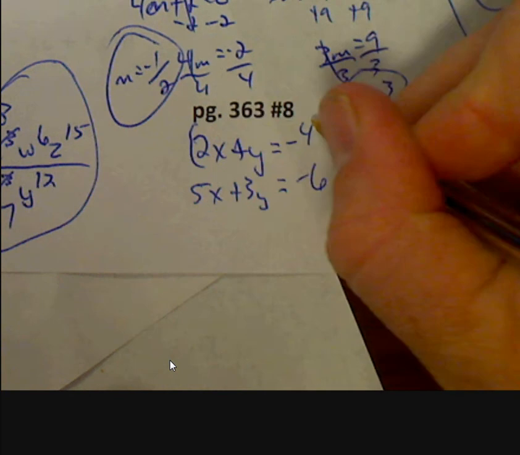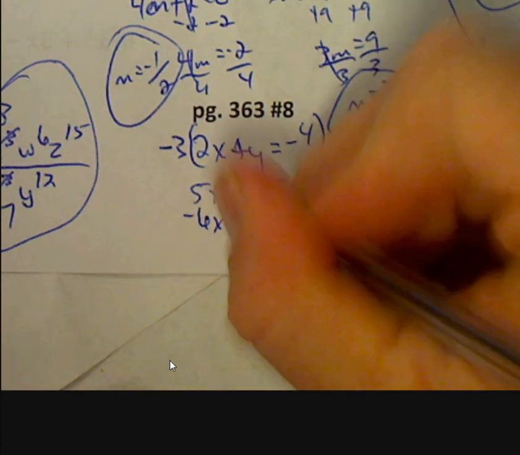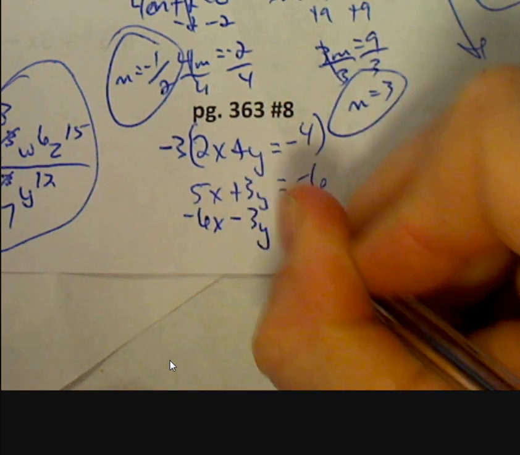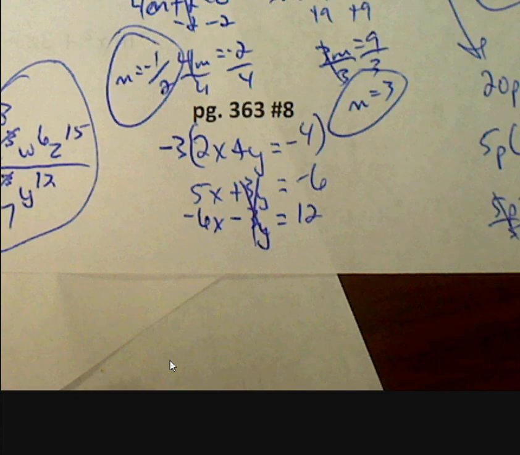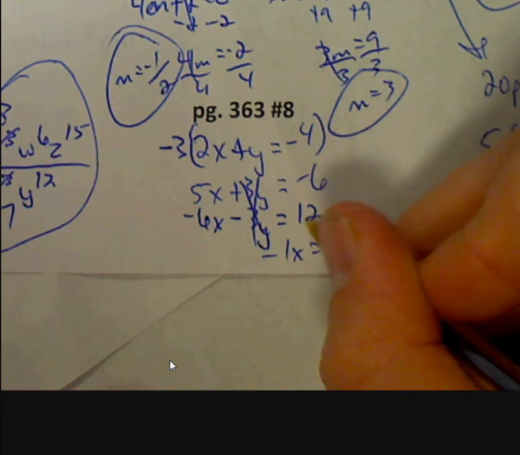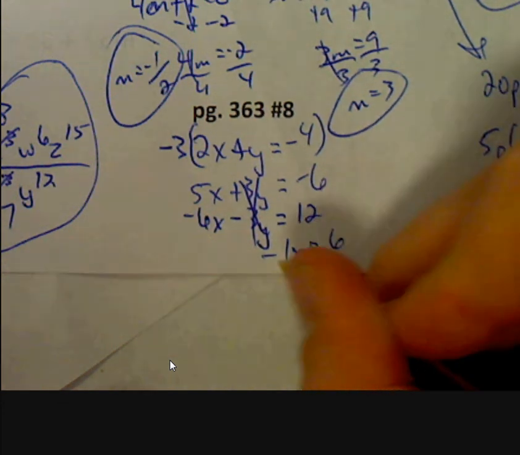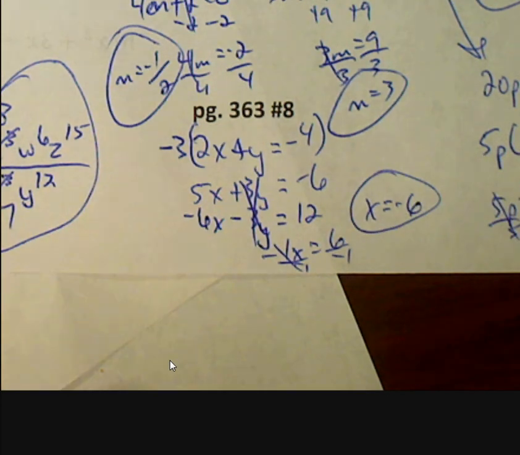So I'm actually going to multiply this top by negative 3, so this becomes negative 3y. Negative 6x, negative 3y equals 12. My 3's go away. 5 minus 6 is negative 1x. Negative 6 plus 12 is 6. Divide by negative 1, and I get x equals negative 6.